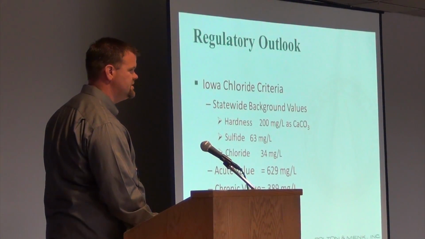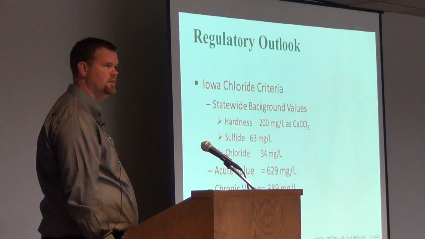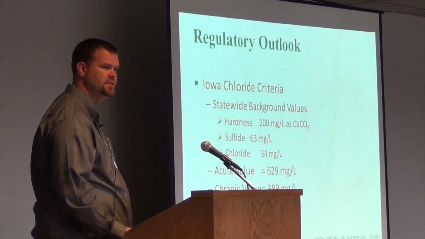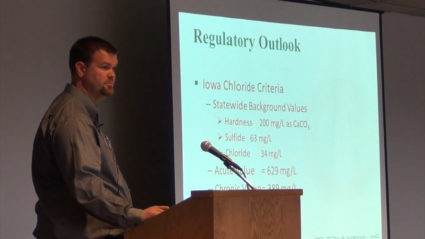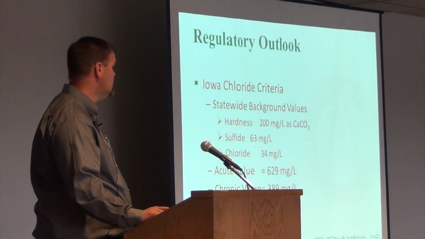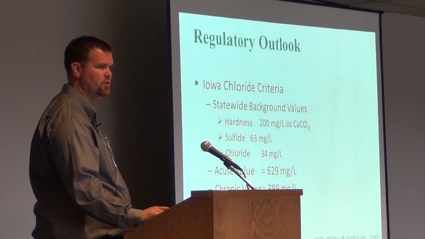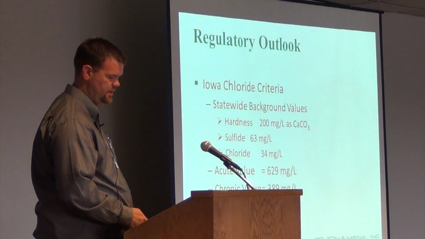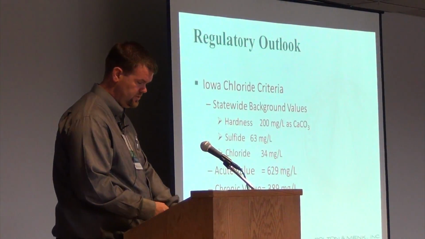If there's site-specific data available, if there's been tests on the receiving stream itself, they'll use those. The hardness might be higher, the hardness might be lower. But many of the receiving streams, they don't have background data on, and so they wanted to set something as a baseline for the state.